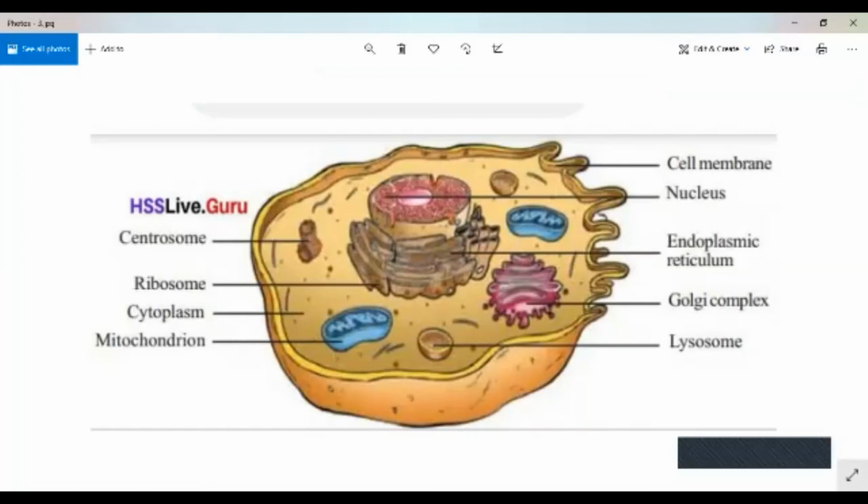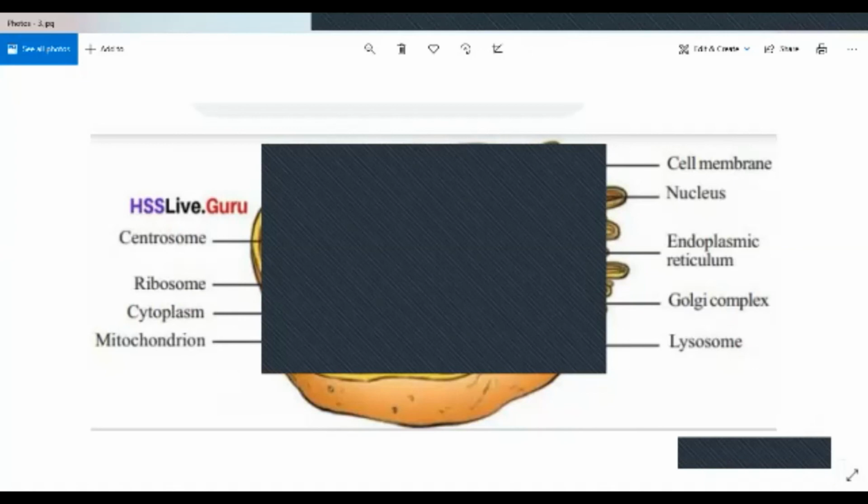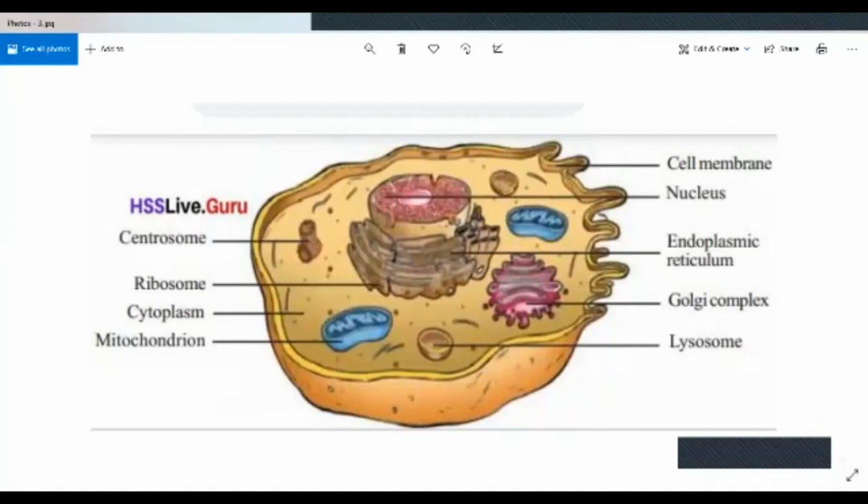Another thing is that ribosome, cytoplasm, mitochondrion, endoplasmic reticulum, Golgi complex, and nucleus, all these you can see in the plant cell also. The two cell organelles that are not seen in the plant cell are the centrosome and the lysosome. So first is the centrosome. Centrosome is the cell organelle that is seen only in the animal cell. Centrosome consists of the centrioles, which help in cell division.